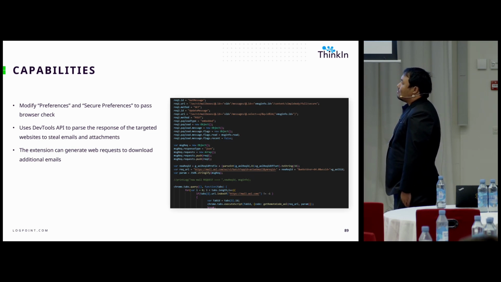As mentioned earlier, it will use the DevTool API to view all the responses as well as the network traffic of the user, and will try to steal emails as well as attachments.